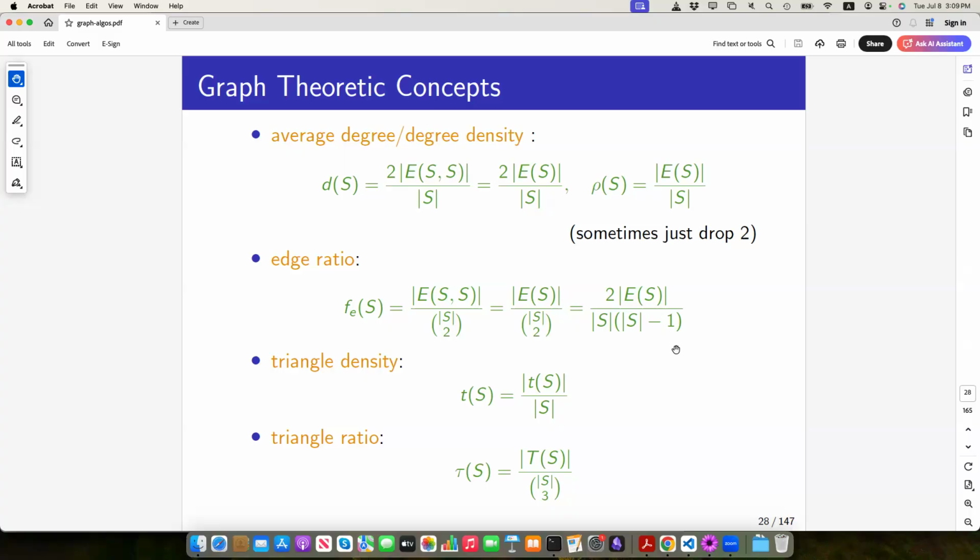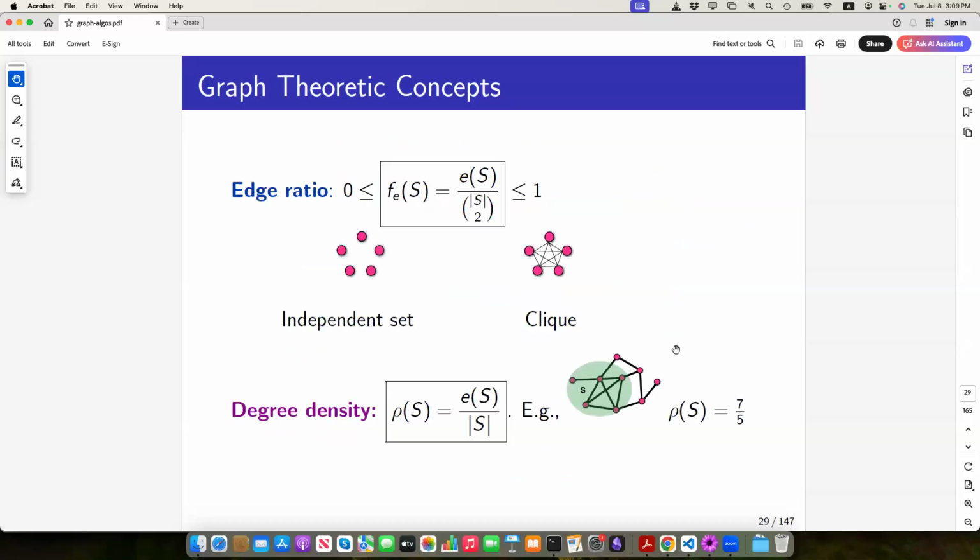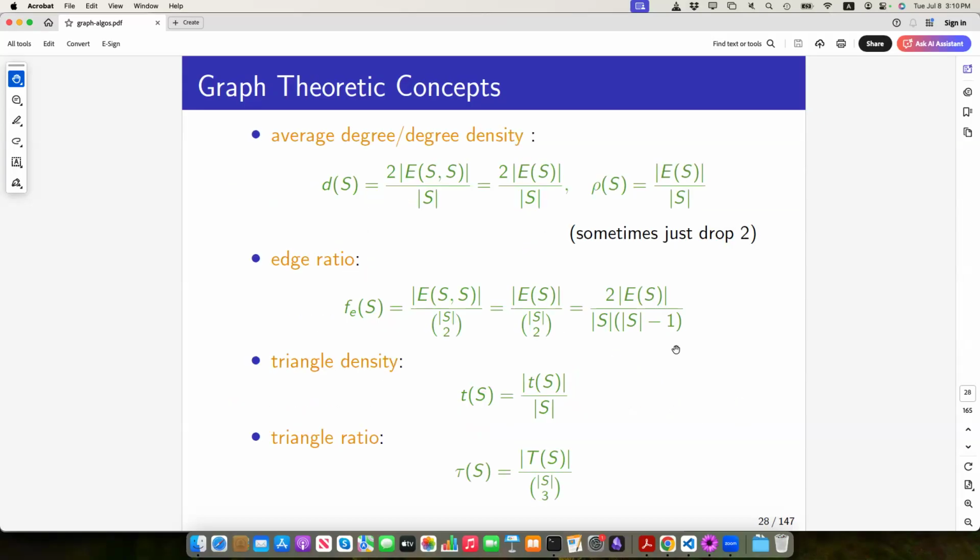And we also have the triangle density, which is the number of induced triangles divided by the cardinality of the set, and the triangle ratio, which is again a probability that 3 nodes randomly chosen form a triangle. Is that clear? Okay.